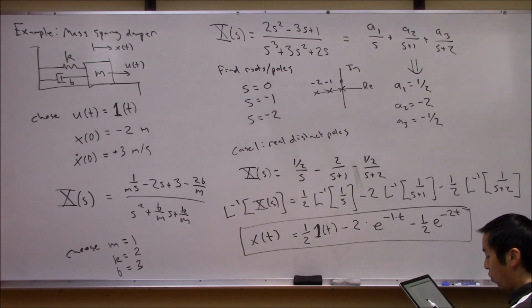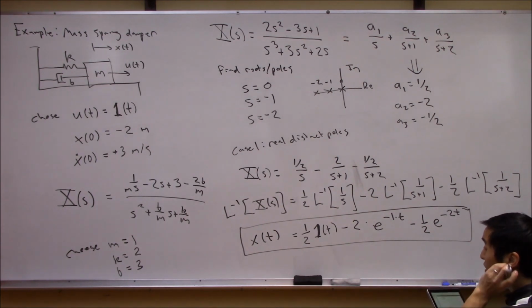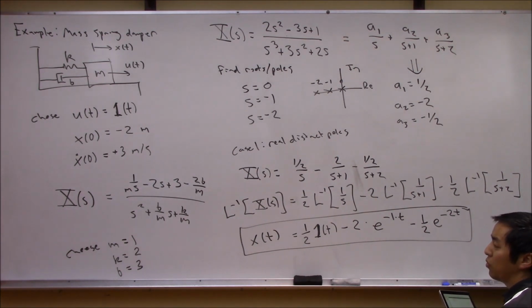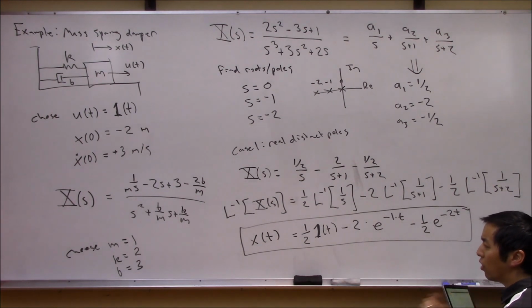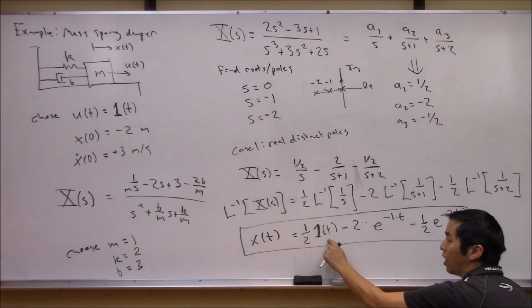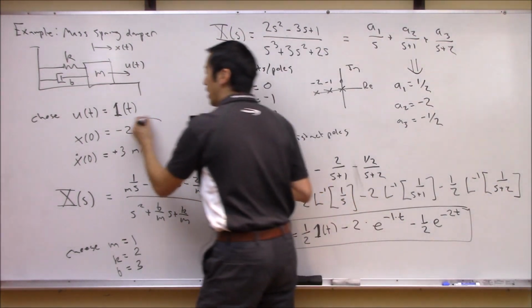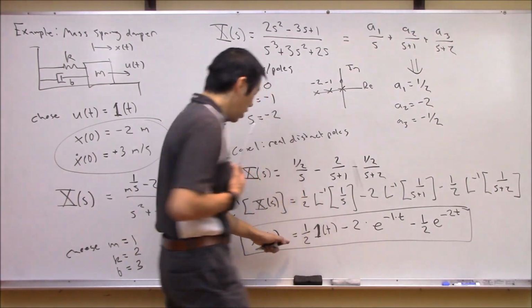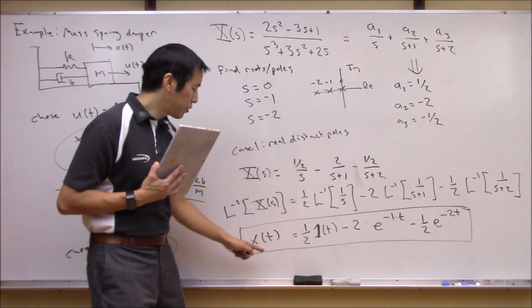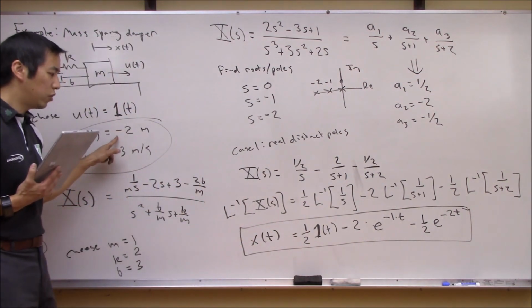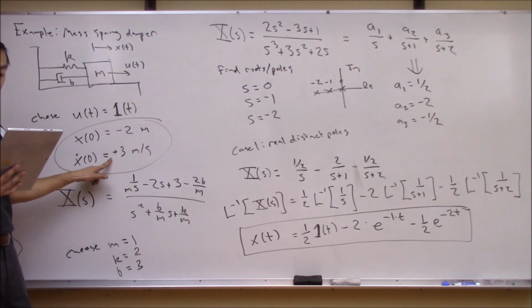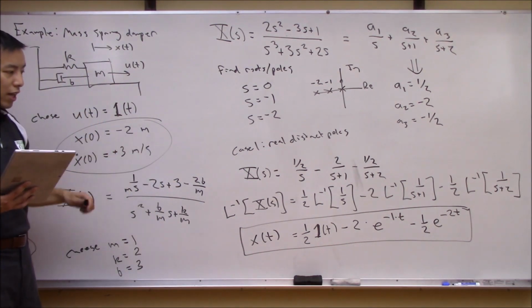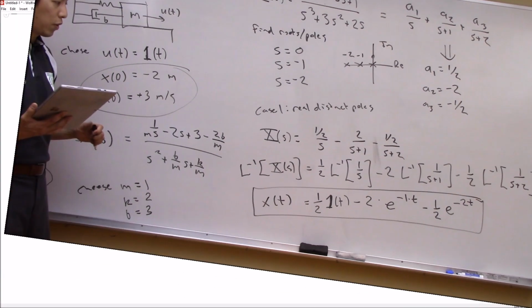Okay, and you know what? Let's jump over to Mathematica now to double check. I'm going to show you how to use a function to check to make sure you did the inverse Laplace transform correctly. And let's also check that this function that we obtained here obeys the initial conditions of the problem. Namely, when it is evaluated at time equals 0, this thing better equal -2. And when I take its derivative and then plug in 0, it better equal 3, right? So let's jump over to Mathematica and see if we got this to work.